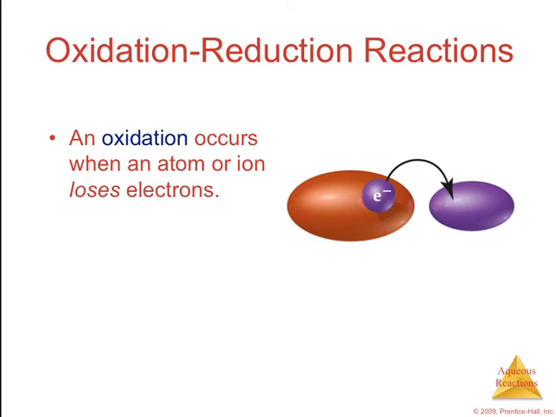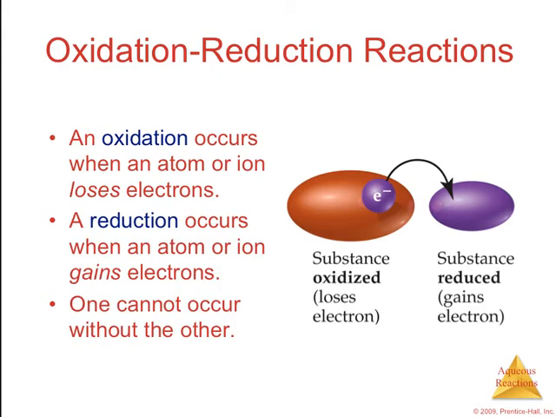All right, continuing our discussion on quantitative chemistry, we're going to delve into oxidation reductions just a little bit. By definition, an oxidation occurs when an atom or ion loses electrons. So the substance being oxidized loses the electron. The reduction occurs when an atom or ion gains an electron. Okay, and the substance being reduced is the one that gains the electron.